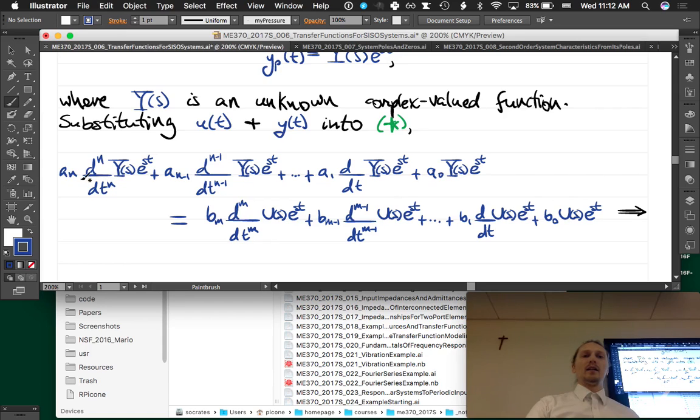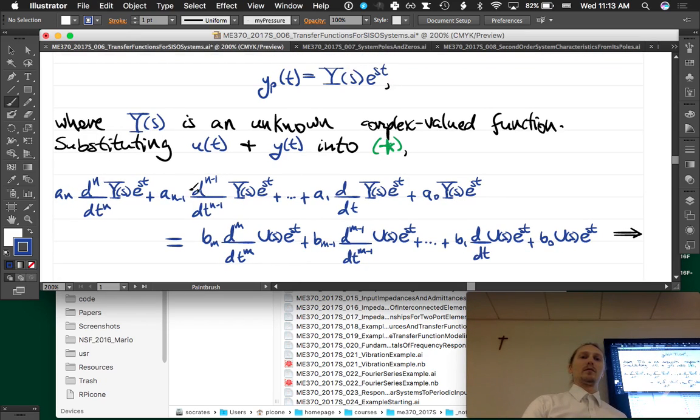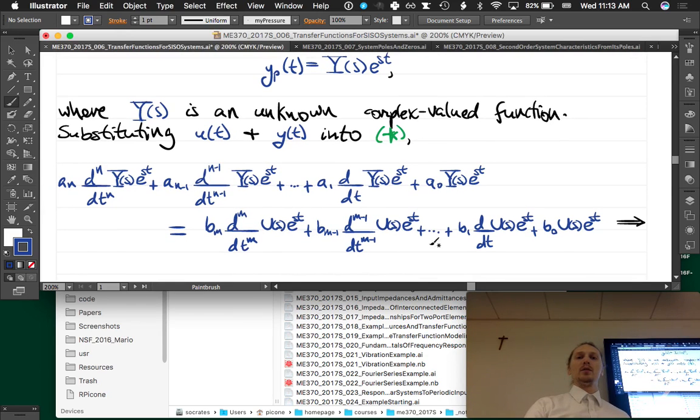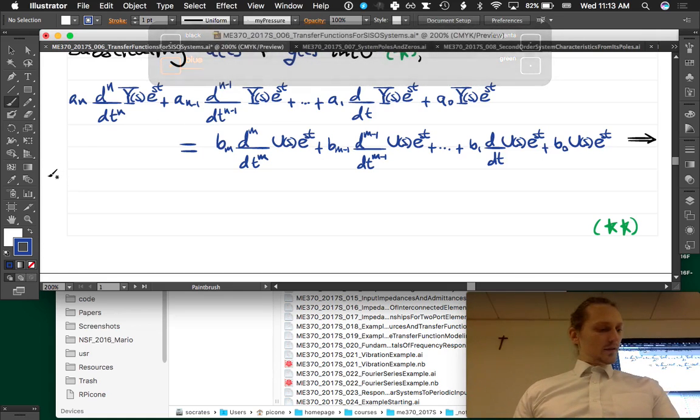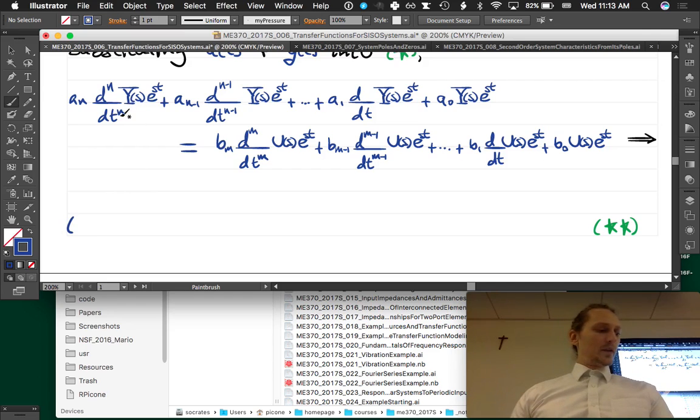And the left-hand side becomes all these constants, these coefficients a, multiplied by these time derivatives of the expression that we plugged in for y. And we also plugged in u as well. And what we get out is the following. Let's consider the first one here. So we have a_n, and then, does y of s depend at all on time? No, it's a function of s. So when we take the derivative with respect to time, it's just a constant. And this happens on every single term, y is a constant.